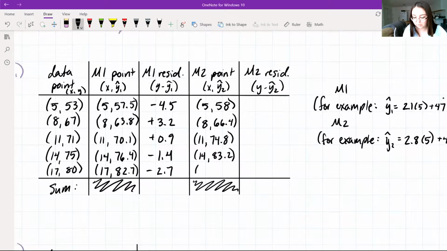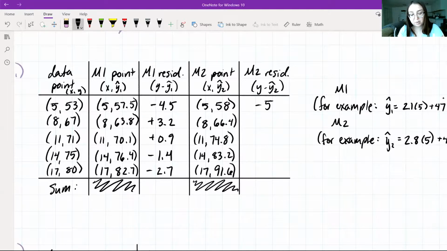Then for x corresponding to 17, we get 91.6. So now let's calculate our residuals. So this is y minus y hat. For our very first case, we're going to take 53 minus 58. This is going to give us a negative 5. So that one was pretty easy.